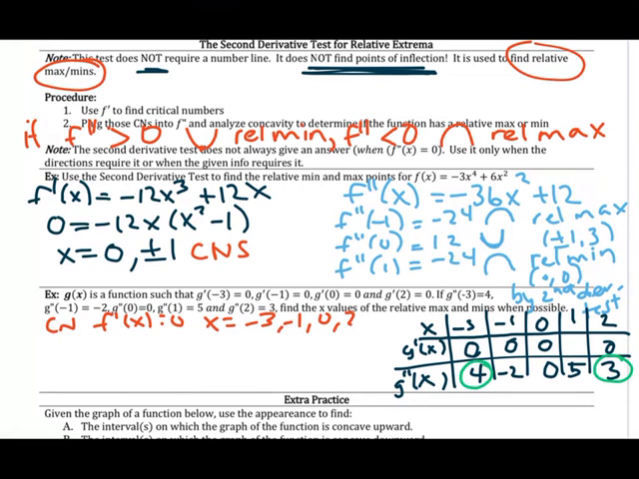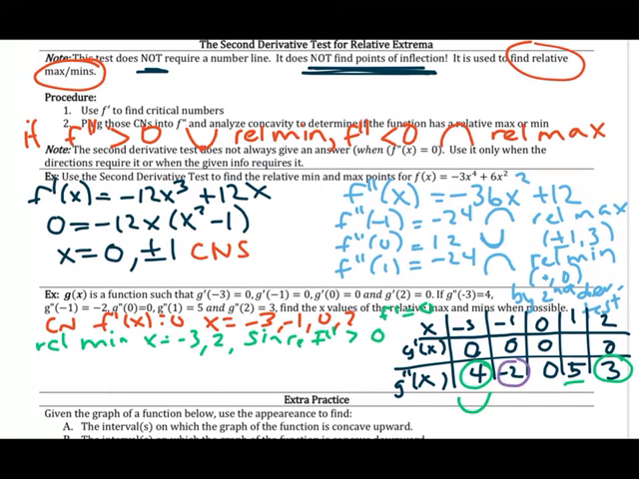So the second derivative is positive when x is negative 3 and when x is 2. We have positive 4 and positive 3. So thinking about that, positive concavity means they open up, which means we're talking about relative mins. So we have relative mins when x equals negative 3 and 2, since f double prime is greater than 0 and f prime equals 0.